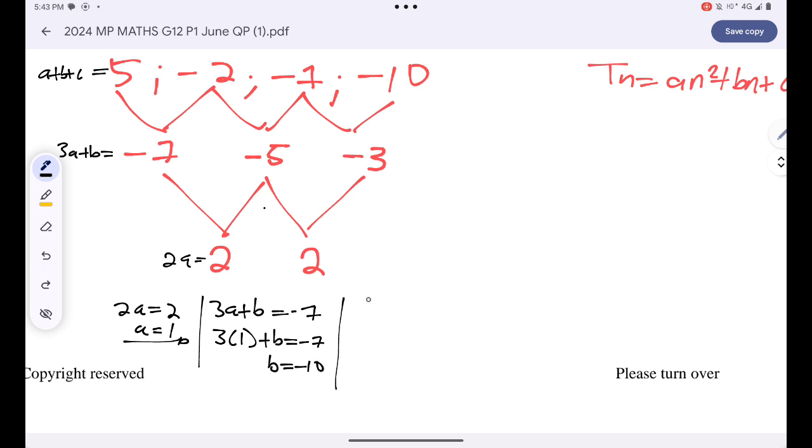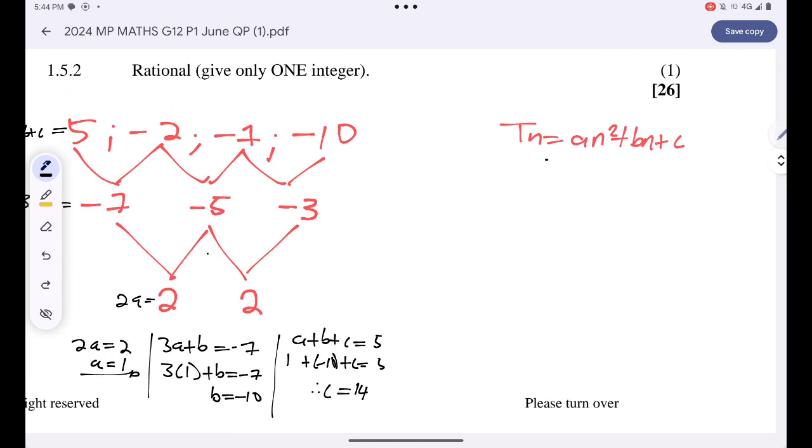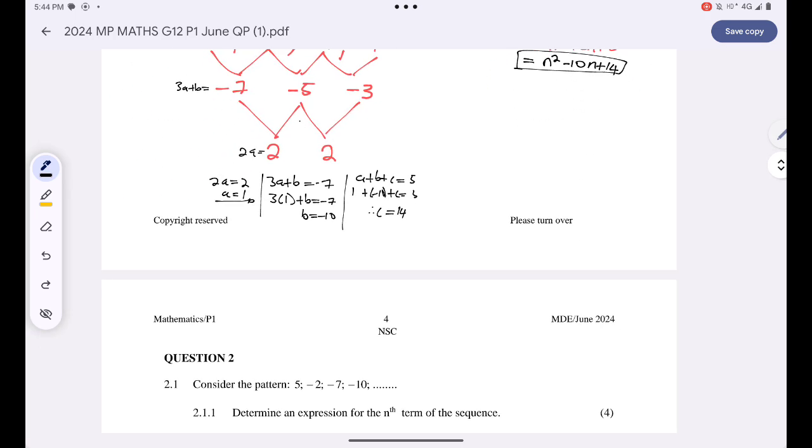Therefore, let's go and find the value of C. I know that A plus B plus C should be equal to the first term of the sequence. That's 1 plus -10 plus C is equal to 5. Therefore, C is basically equal to 5 plus 9, that's just 14. So I now know that the nth term is basically 1 times n squared, which is just n squared minus 10n plus 14. This is our nth term.